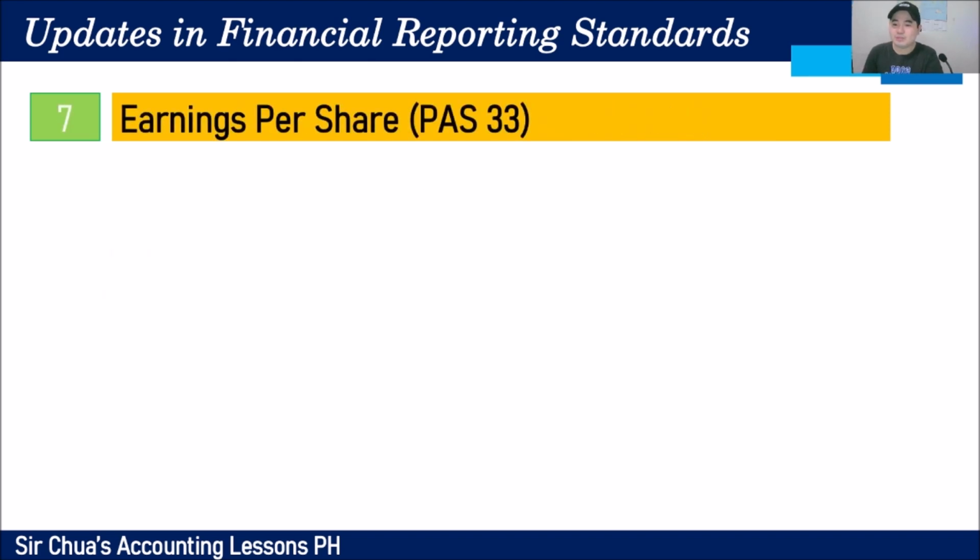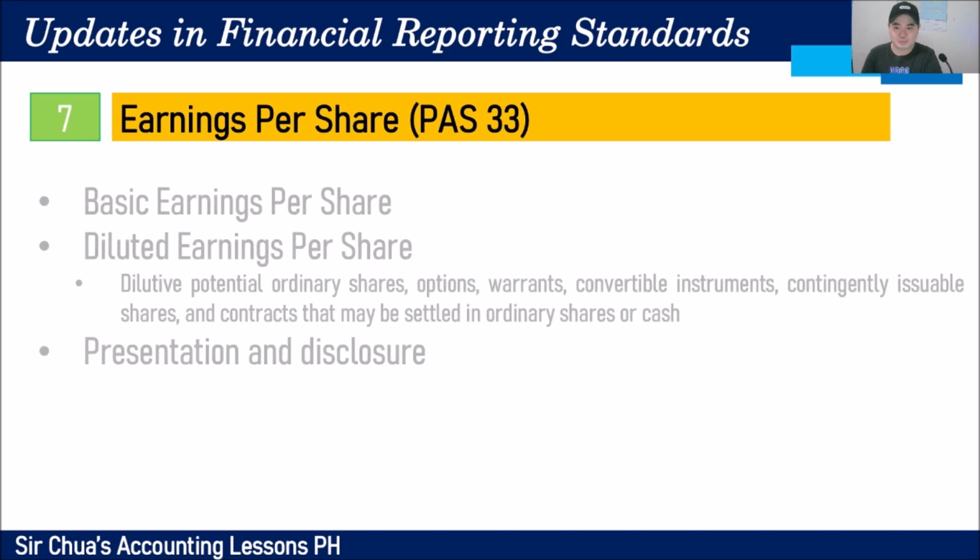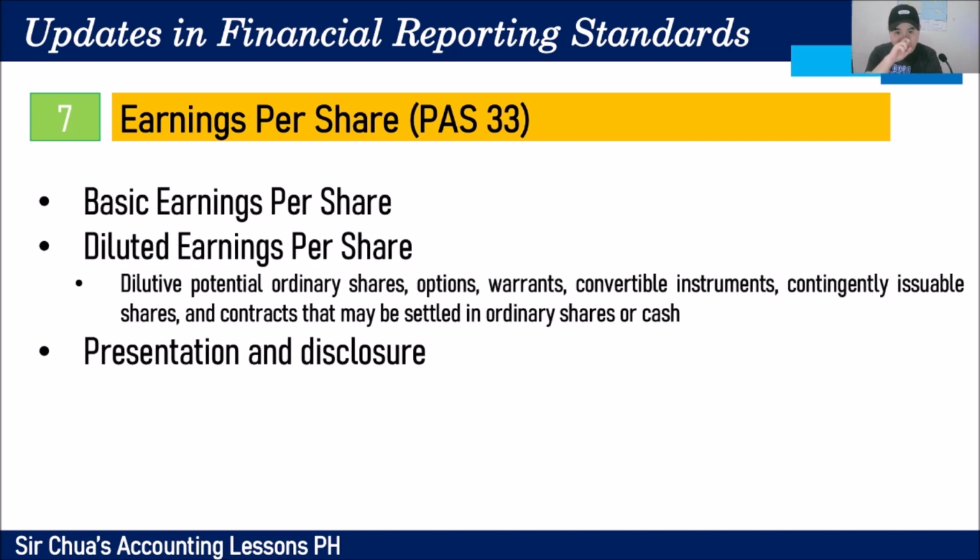Okay, and then we also have PAS 33 or earnings per share. So we will be talking about the basic earnings per share, which is your net income over outstanding ordinary shares, and then your diluted earnings per share. Okay, so in cases of these different transactions or scenarios, what will be the presentation or how much will be your diluted earnings per share, and basically how to properly present and disclose this information in your financial reports.